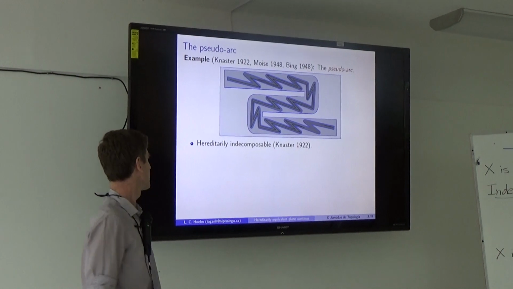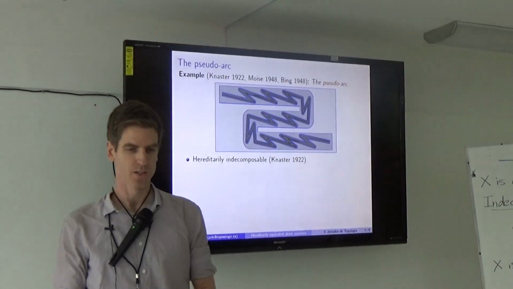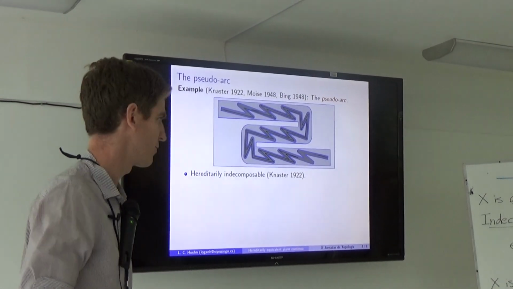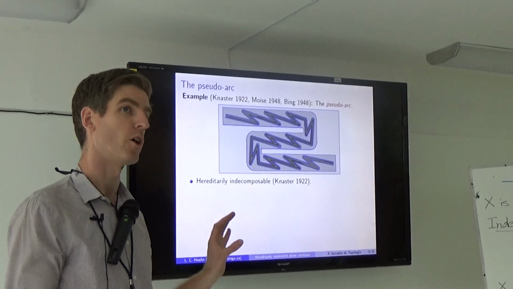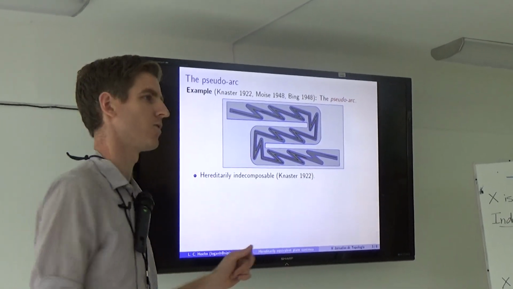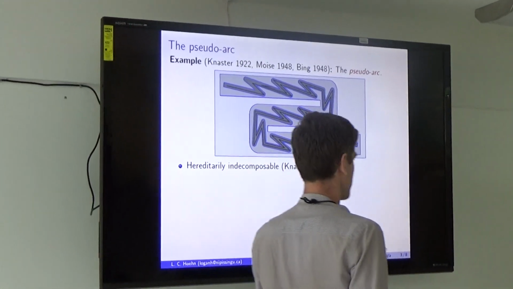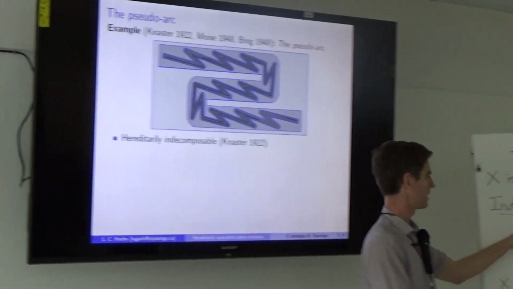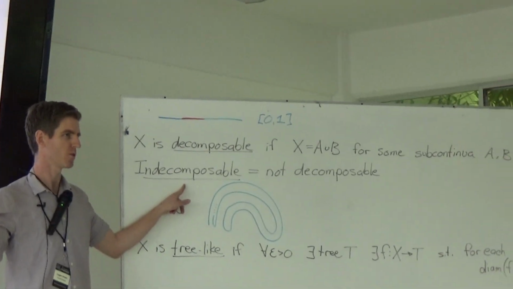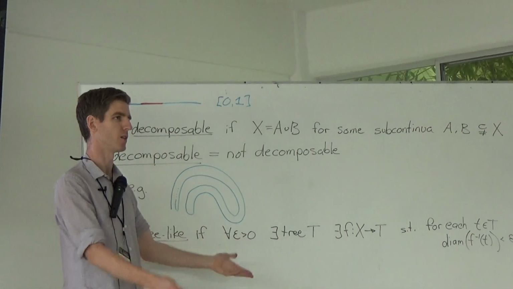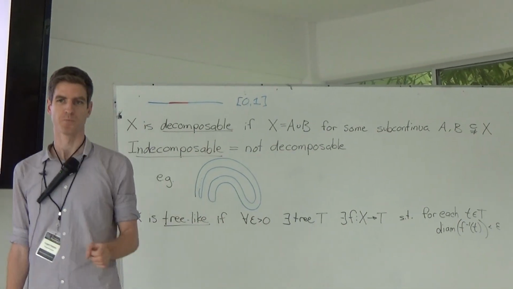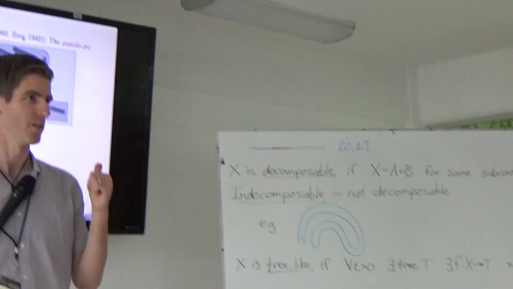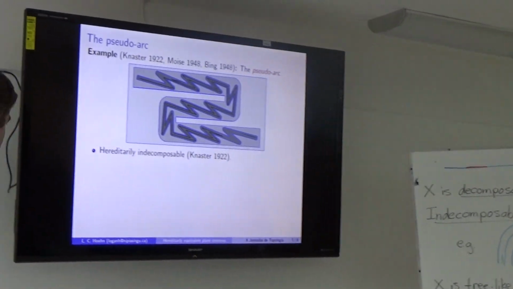Okay, so I'm going to tell you some properties. First, Knaster constructed this as the first example of what's called a hereditarily indecomposable continuum. Hereditarily indecomposable means that not only is that continuum indecomposable, but all of its subcontinua are also indecomposable. So this was the first example of such a continuum.